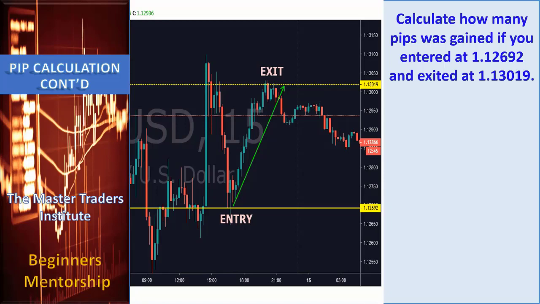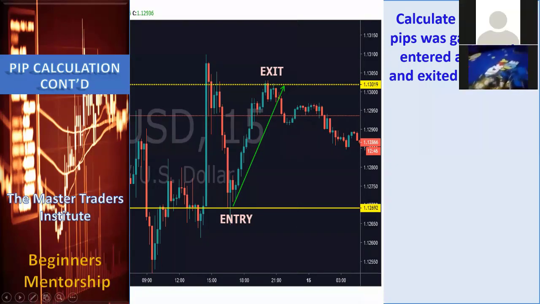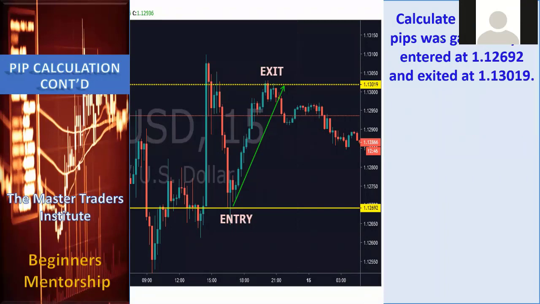So for my entry to be here and my exit to be on top means that I was expecting that this price will go up, which actually happened. So if they say calculate how many pips was gained, my entry price was 1.12692 and I exited at 1.13019. So what I do is I subtract them from each other. Can anyone do that and tell me what is the value in pips? Don't forget, when you get your figure, you slide your decimal place 4 places to the right. Let's see if someone can get the answer. Then we can move forward.